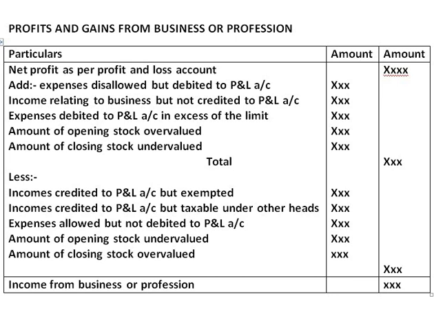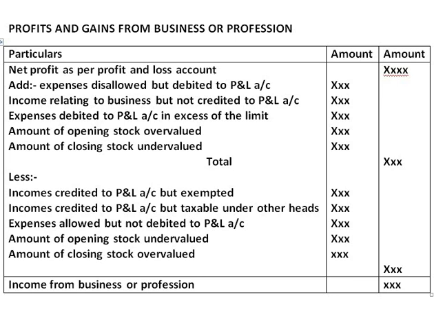Second, income credited to P&L account but taxable under other heads. If a business organization has credited any income which is taxable under a head other than business, for example salary, house property, capital gain or income from other sources, to business income in the profit and loss account of the business, then that has to be deducted.